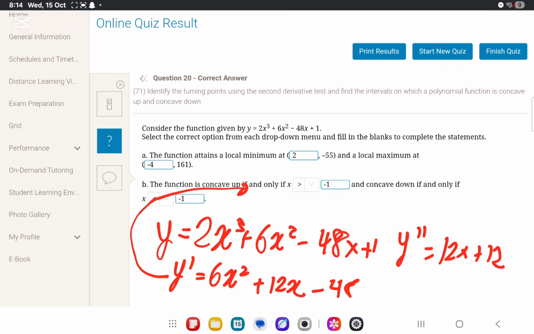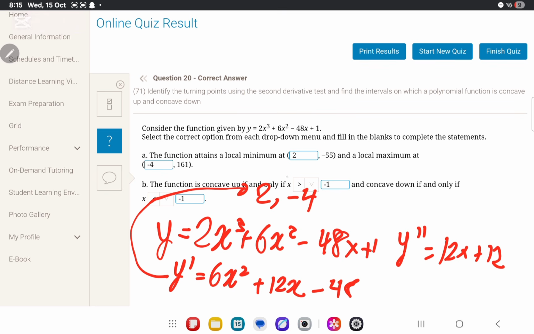Oh, minus 48, not minus 4. This is the worst. Did I miss something? 2x cubed, 6x squared, plus 12x, minus 48. Oh my god, I'm mixing up. So yeah, this gives you 2 and negative 4. These are your x values, right?